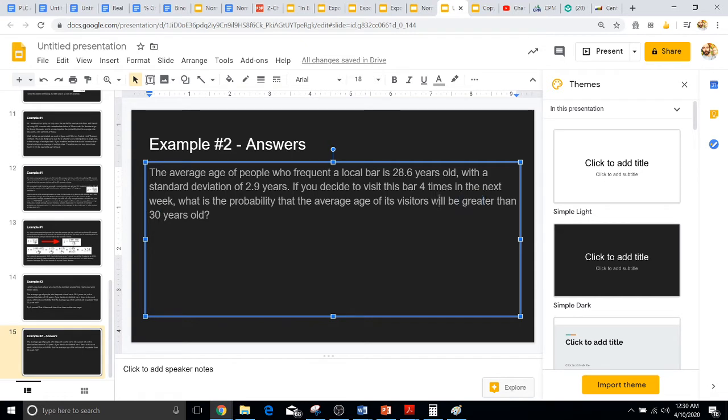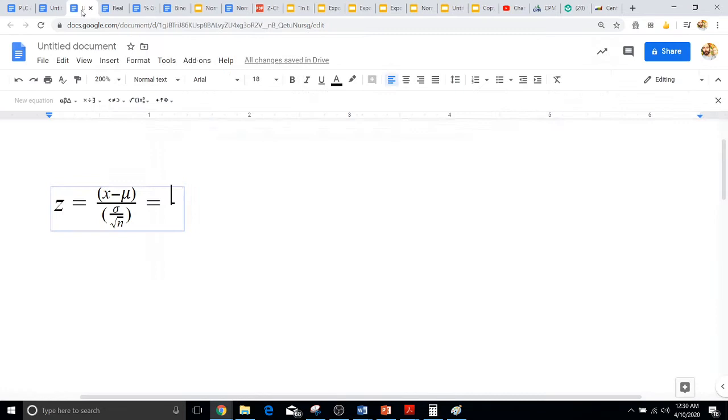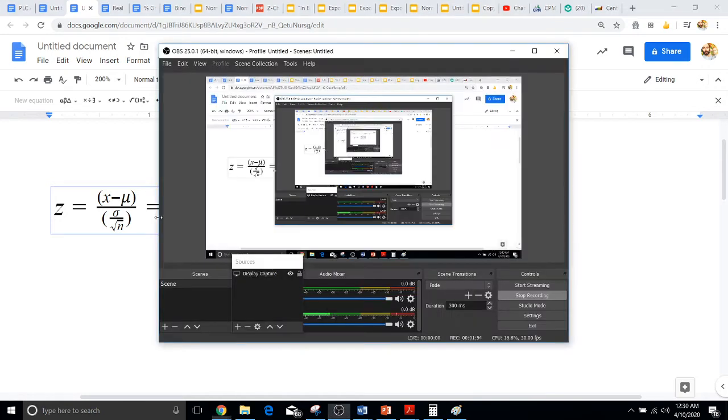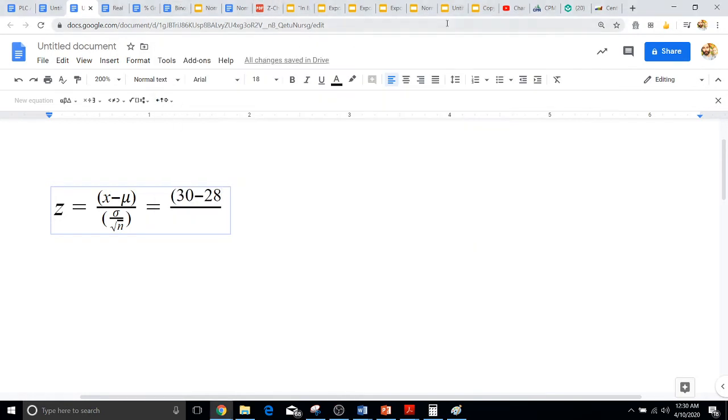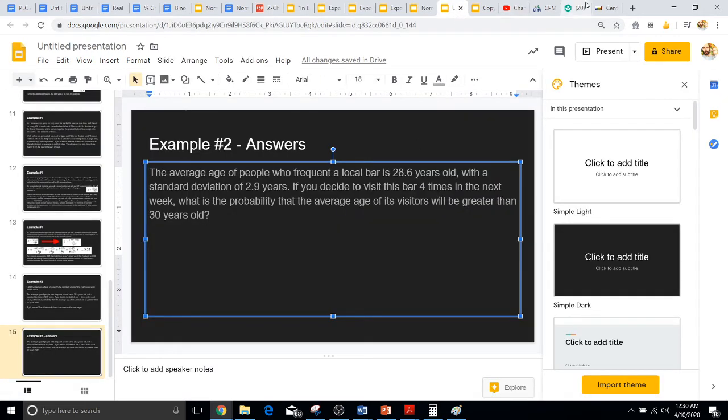So now that we know all this information, we can plug it into our equation. Let's do so now. Our equation is z equals x bar minus mu divided by sigma over the square root of n. Well, we know that x bar is going to be our sample average, mu is going to be our population average, sigma is going to be our standard deviation, and n is going to be our sample size. So let's go ahead and fill those in. Again, the sample average was 30. We're going to subtract from that our population average, which was 28.6.